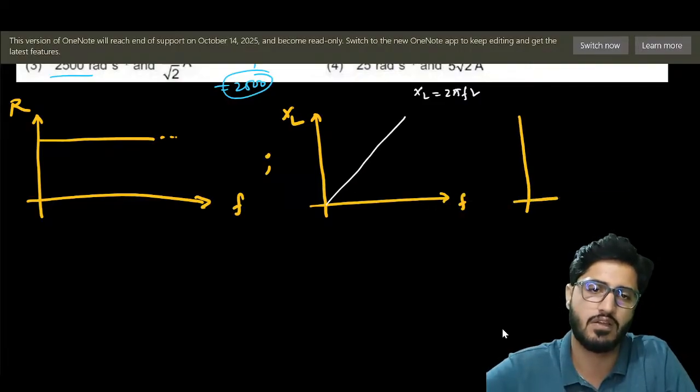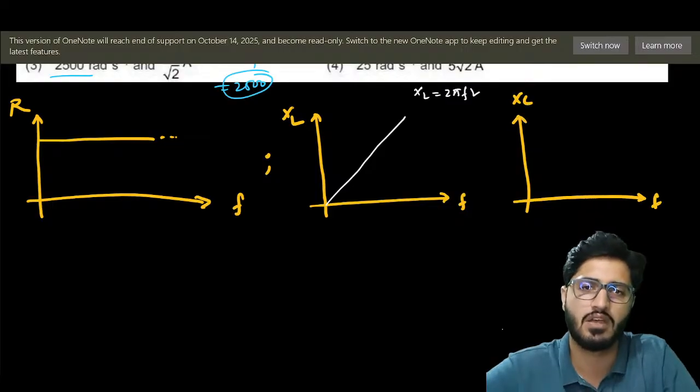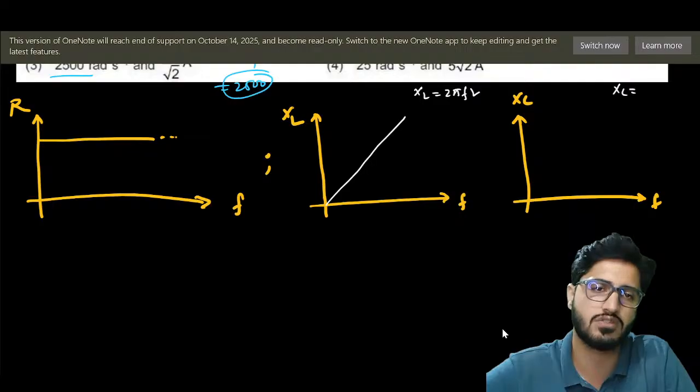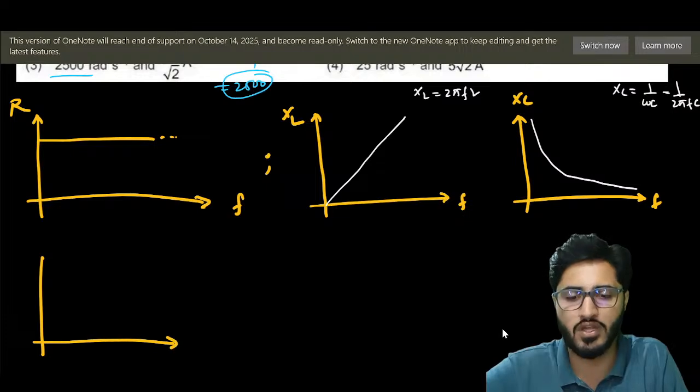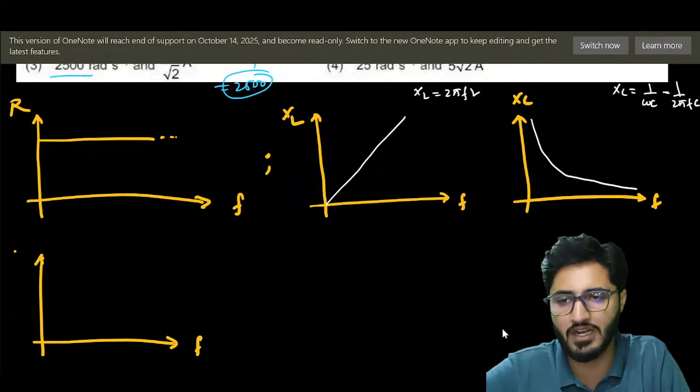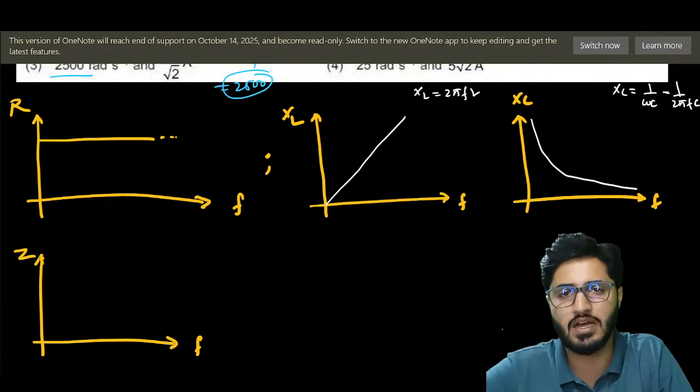Third one now, if it is f and XC. We know that XC equals 1 divided by omega C, that is 1 divided by 2 pi fC. It will be a rectangular hyperbola graph. But there are two more graphs from the NCERT. If we are talking about frequency and impedance Z, your graph will look like this now.